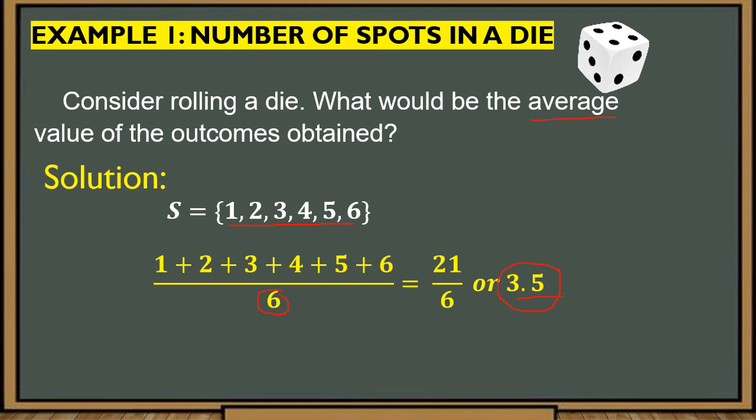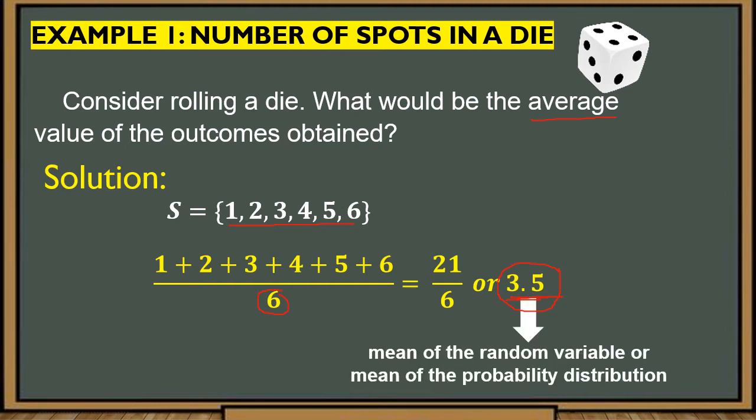Since we are dealing with average, the answer would be in decimal form. We may not get away with the decimal form. That's why we have here 3 and 5 tenths. So this is the mean of the random variable, or the mean of the probability distribution.